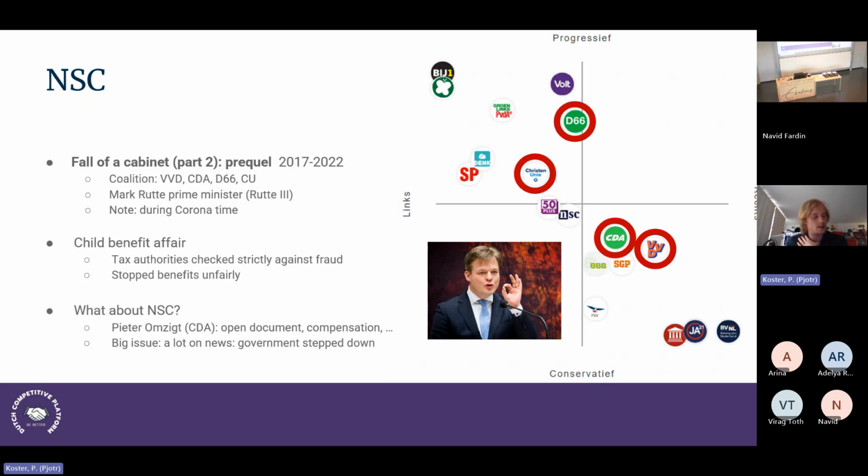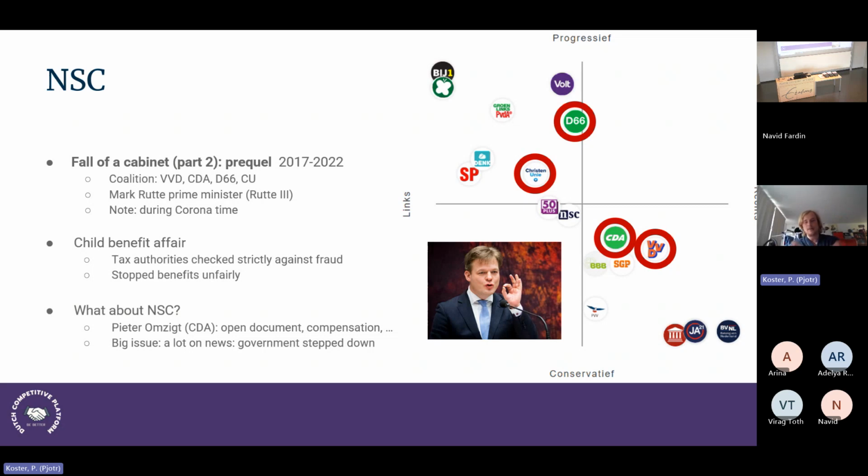So the first thing that happened was the child benefit affair scandal. The basic problem was that the tax authorities were checking quite strictly against fraud of child benefits that people would get. The thing though was that they were overly strict and they basically stopped benefits to people unfairly. And this caused a lot of suffering because people got into debt, were unable to, for example, pay their mortgage, or the things they needed to pay for, and they also had to fight the tax authorities because they were told that they were frauds. They also then had to pay the tax authorities back, and it was basically a lot of legal issues. And this was done quite unfairly.